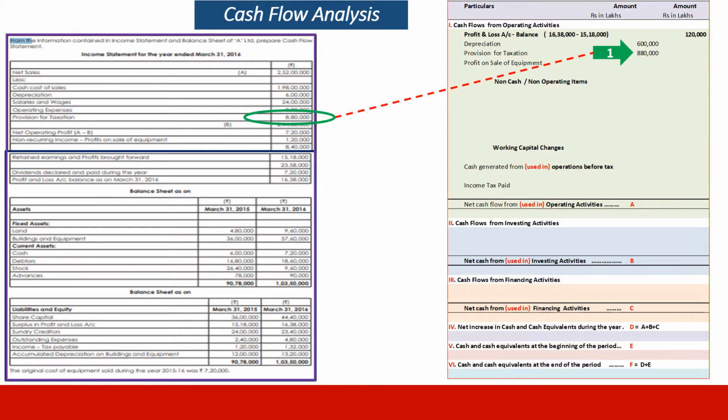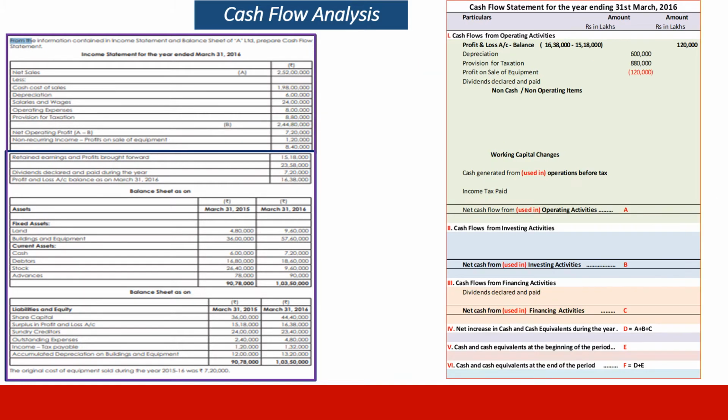And after that we have next item coming is profit on sale of equipment. Now, profit on sale of equipment is a non-cash item. We take it, it relates to equipment, it has to pass through equipment account to find out the cash flow. Let's go there. 1,20,000 is profit on sale of equipment.